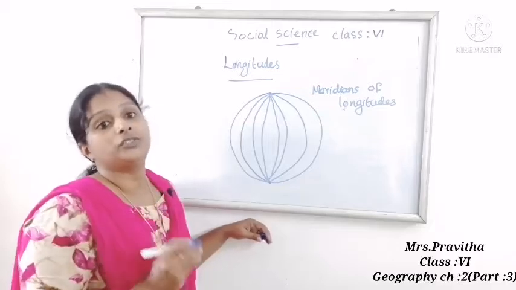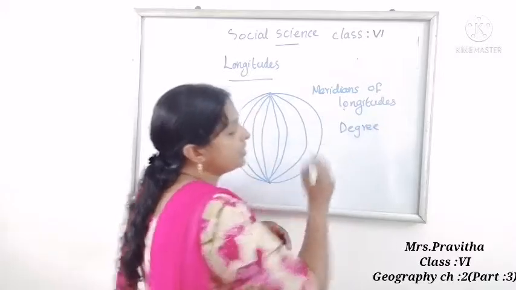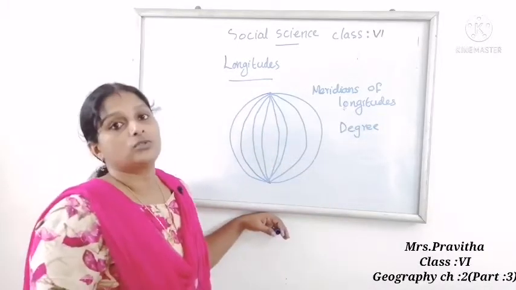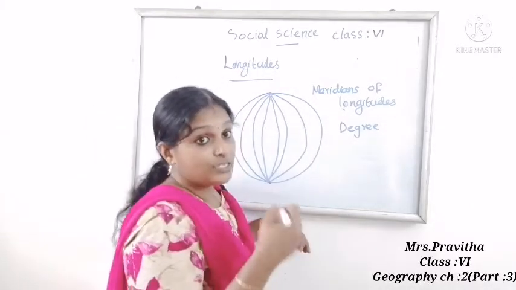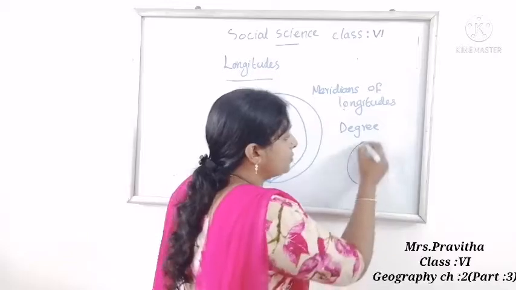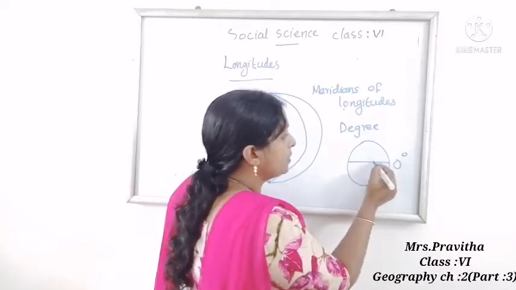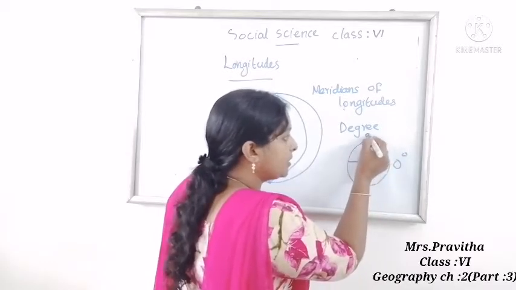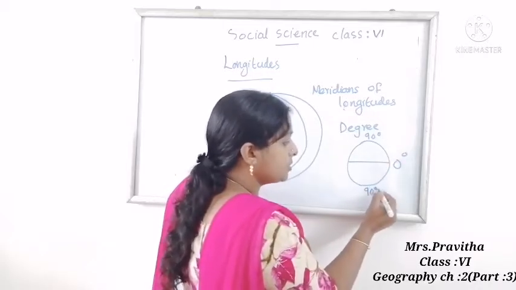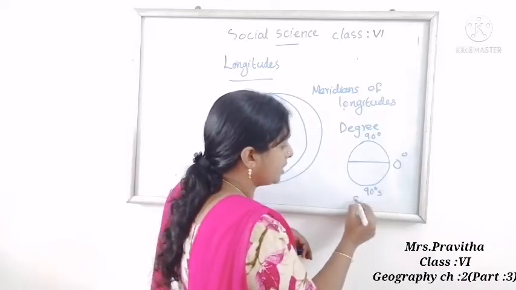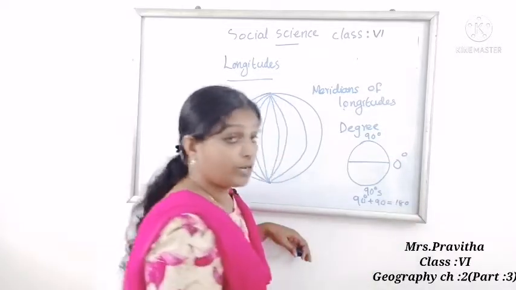Longitudes are also measured in degrees. Ma'am told you latitudes are measured in degrees. In the same way, longitudes are also measured in degrees. I told you 0 degree latitude is known as the equator. From 0 degree to the northern part there will be 90 degrees north and 90 degrees south. So this 90 degrees and 90 degrees together make 180 degrees. 180 degrees of latitudes are there.